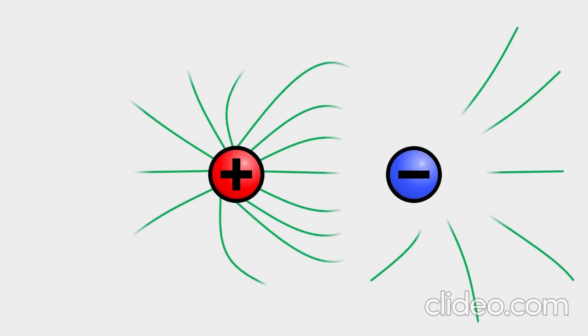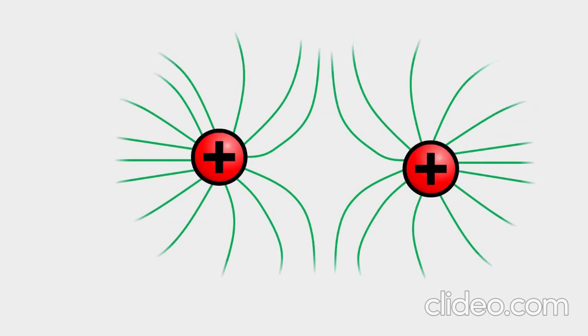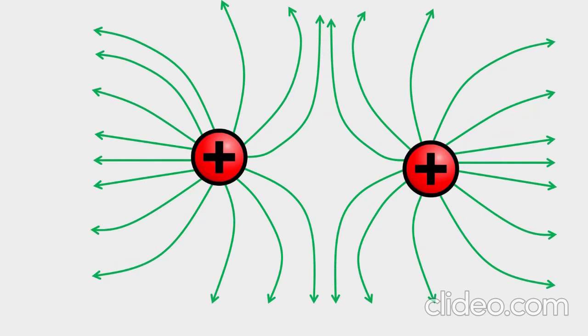If two unlike charges are placed close to each other, they get attracted. If two like charges are placed close to each other, they get repelled.